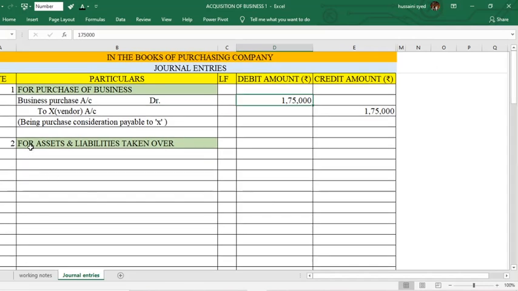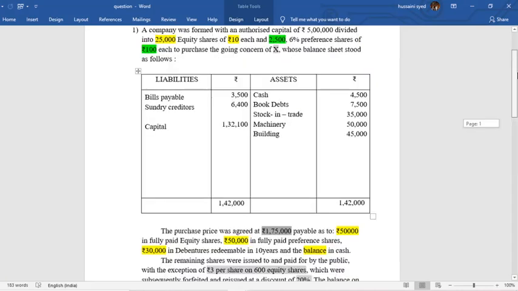The next entry is for taking over assets and the liabilities. In the question, no specific assets and liabilities are mentioned. So you have to assume that the company is going to take over all assets and the liabilities. In the liabilities, you don't have to take the capital and any reserve that is given to you. And the realizable value is also not given. So you have to assume these are being taken up at the book value.